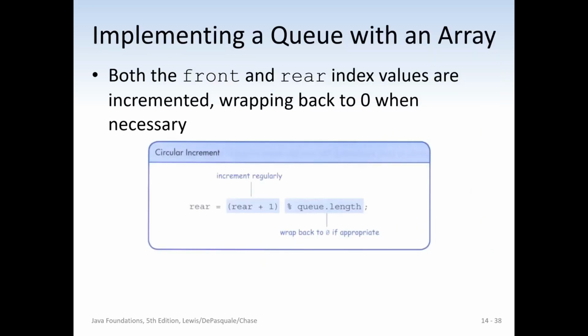All right. So the way that we implement a queue with an array, we're going to have both the front and rear index values that are incremented, and they're going to wrap around to 0 when necessary. The key to this is this percent. This percent is the modulus operator. You remember the modulus operator?